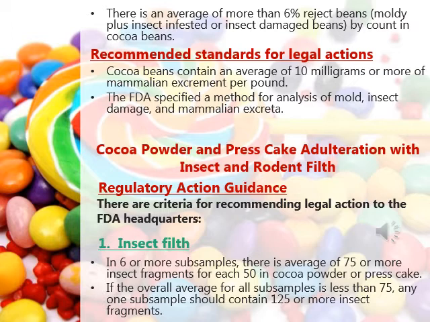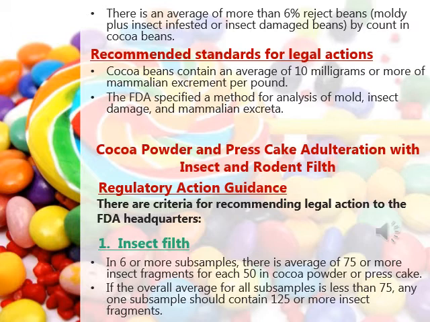Recommended standards for legal action. Cocoa beans contain an average of 10 milligrams or more of mammalian excrement per pound. The FDA specified a method for analysis of mold, insect damage, and mammalian excreta. Cocoa powder and the press cake adulteration with insect and rodent filth.